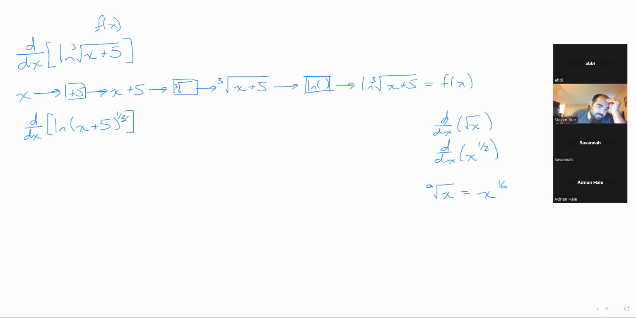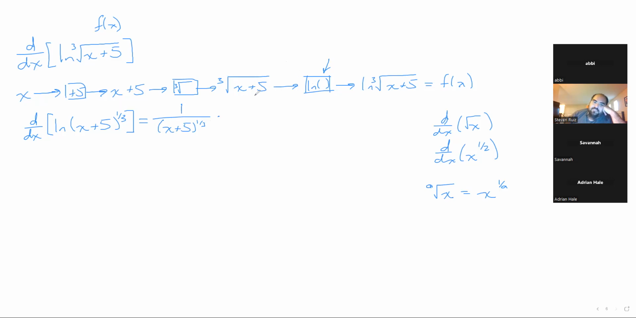We have a couple of different options. I'll do what I think is the longer option first. If we take the derivative of this, what's my outermost function? My outermost function is natural log of x. I know the derivative of natural log is 1 over whatever came into it. So in this case, it's going to be 1 over x plus 5 to the 1/3 power. Then I have to multiply by the derivative of the function that led into it.